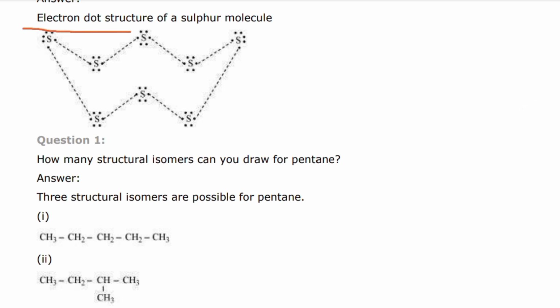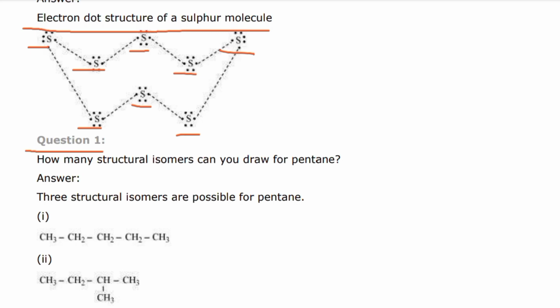Electron dot structure of a sulfur molecule. Sulfur, sulfur, sulfur, sulfur, sulfur, sulfur, sulfur, sulfur. Electron dot structure of a sulfur molecule.